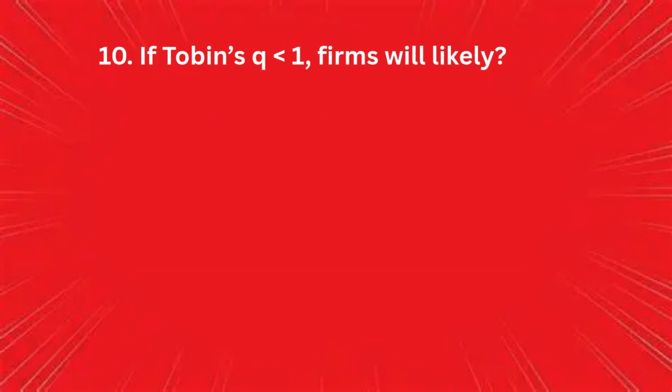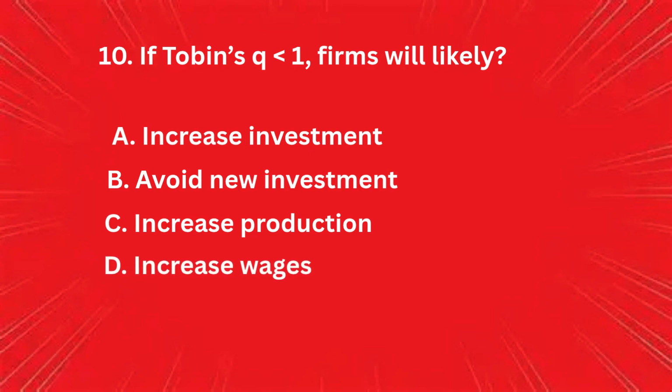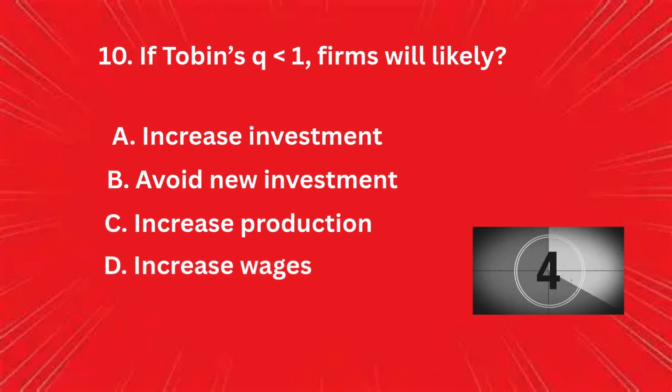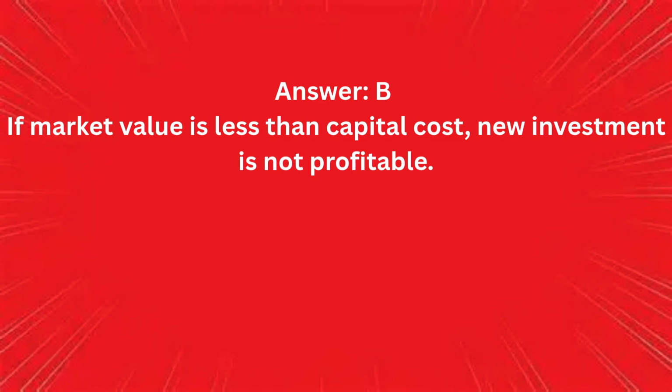10. If Tobin's Q is less than 1, firms will likely A. Increase investment. B. Avoid new investment. C. Increase production. D. Increase wages. Answer: B. If market value is less than capital cost, new investment is not profitable.